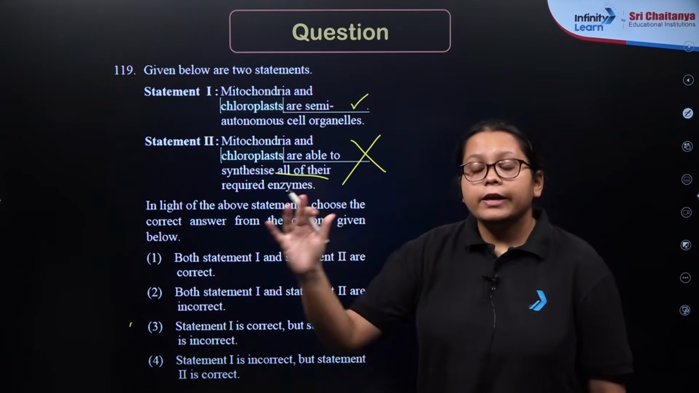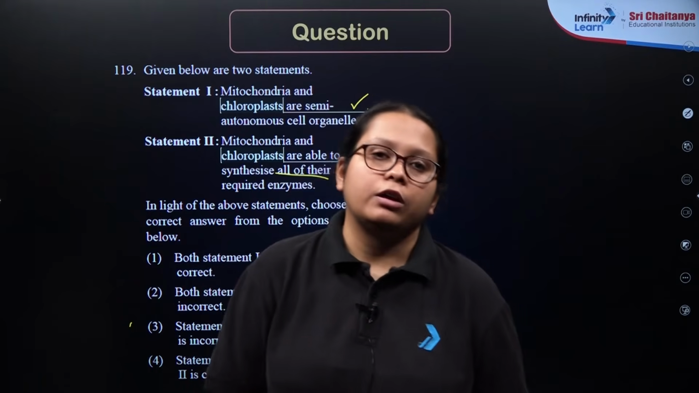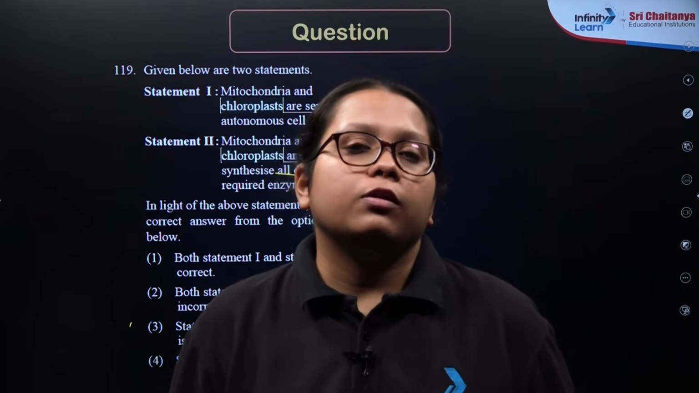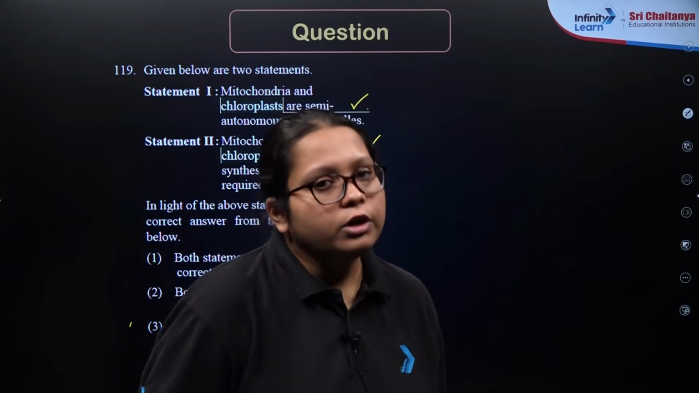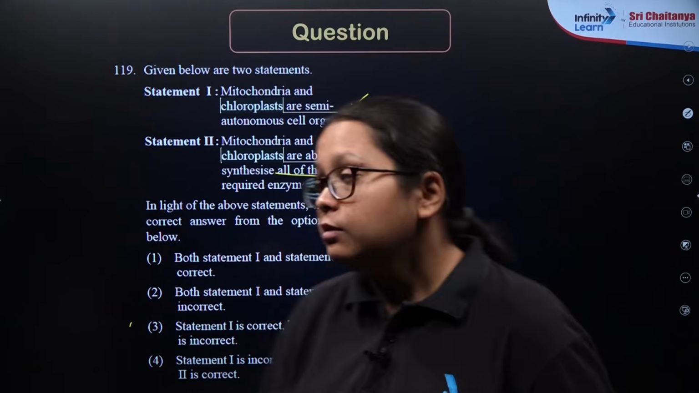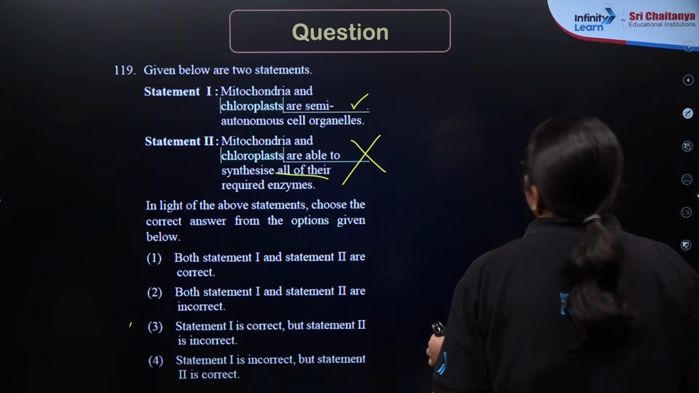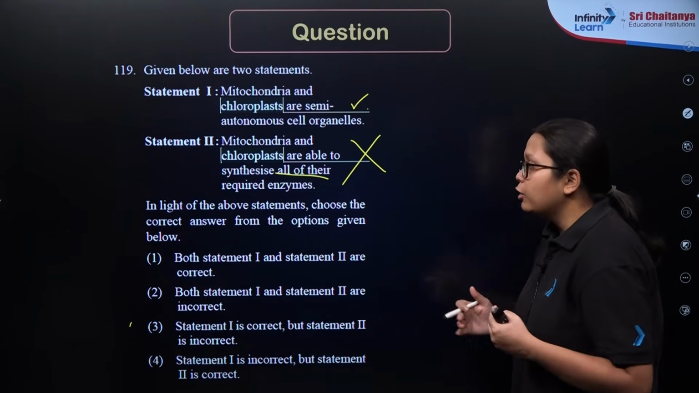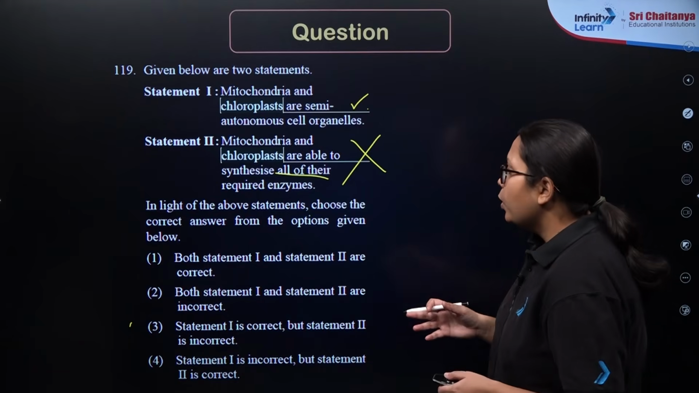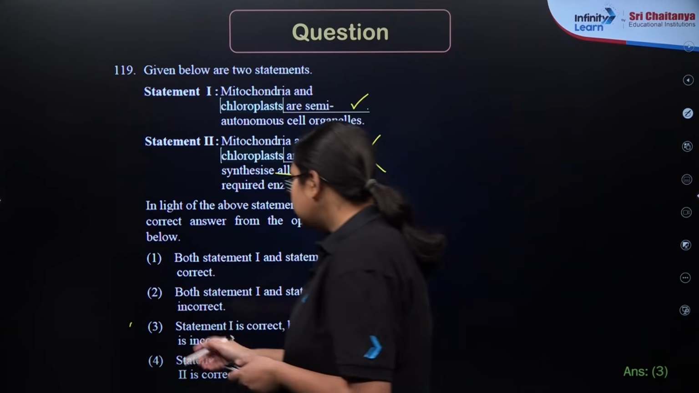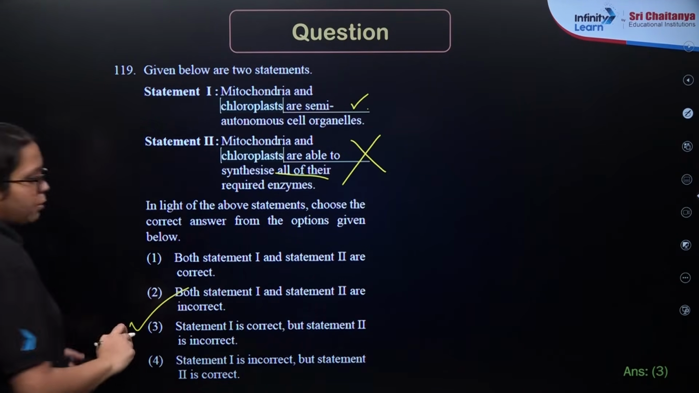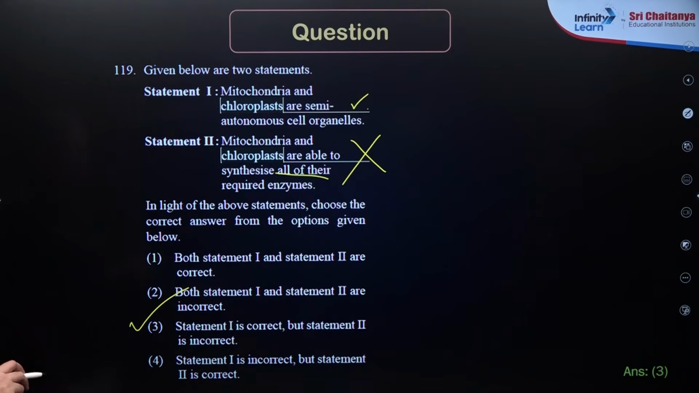No, they are able to synthesize some of their required enzymes, not all of them. They are still dependent on the nucleus for many of the enzymes and proteins. Some of them can be synthesized independently, not all of them. So, here statement 1 is correct, but the second is incorrect. Option number 3 is your answer.